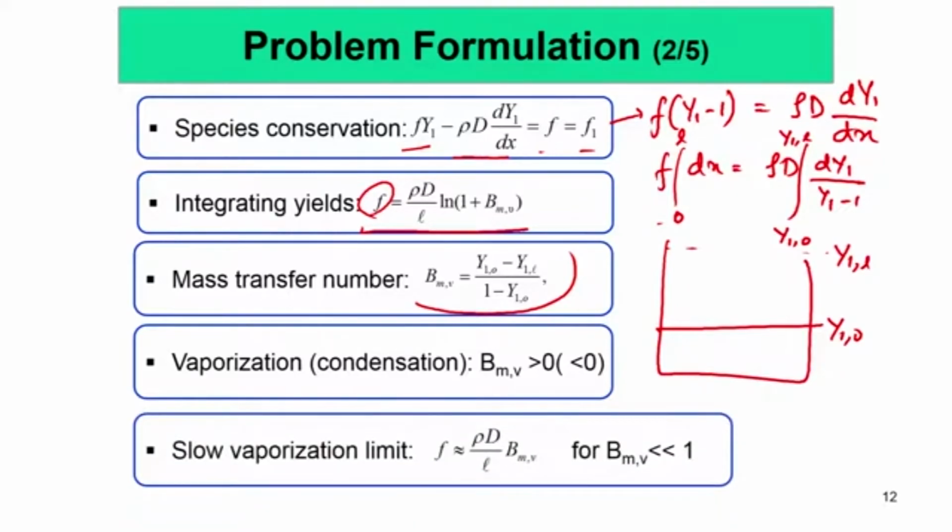Okay. And of course, if it is slow vaporization, that is if BMV is small, much less than 1, then you can approximate the logarithm to be linear, and you get rho D by L times BMV. But of course, you see that when this becomes large, you have a logarithmic dependence, which tells you that F essentially slows down with increase in BMV, and it is not directly proportional to BMV. The proportionality only holds when this is very small.